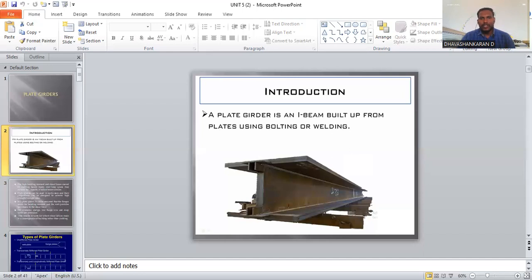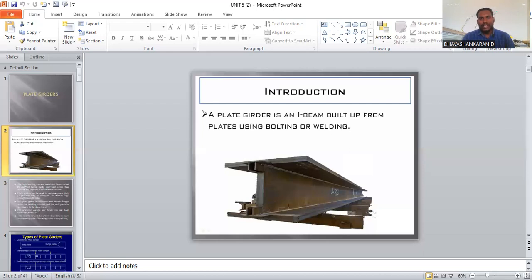Here there is no intermediate stiffener. Here the bearing stiffener may be provided. Bearing stiffener is also called an end stiffener. When end stiffeners are provided, it gives strength to the building. It means it can resist the load acting on a building, an industrial building.